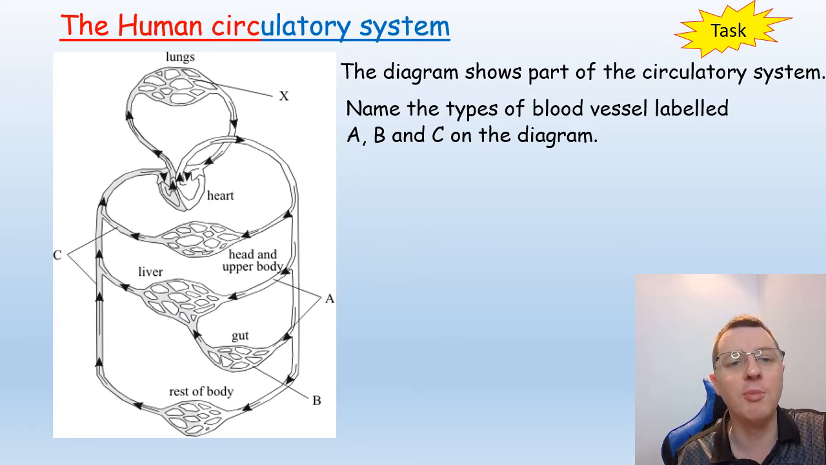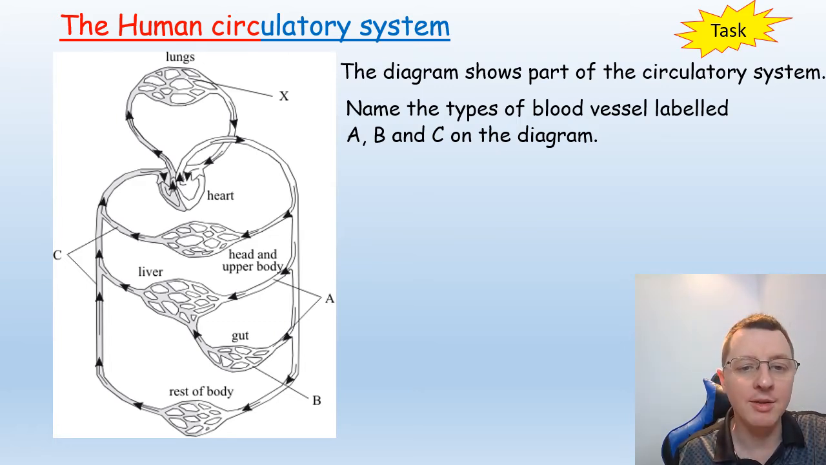Just pause the video at a moment, see whether or not you can answer this exam question. So name the types of the blood vessels labelled A, B and C.